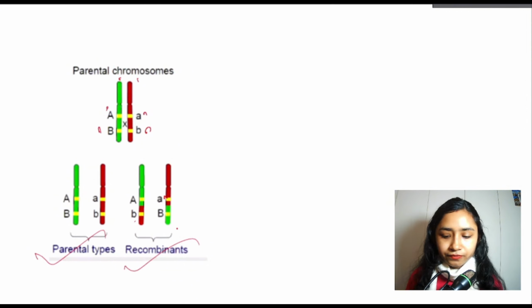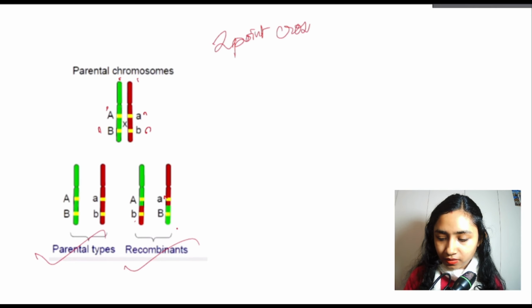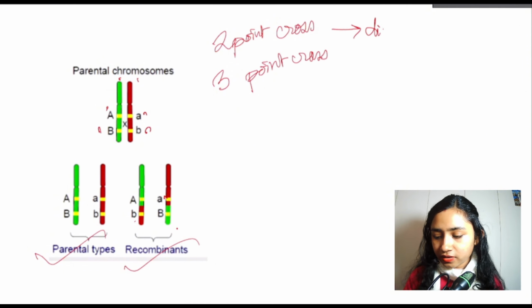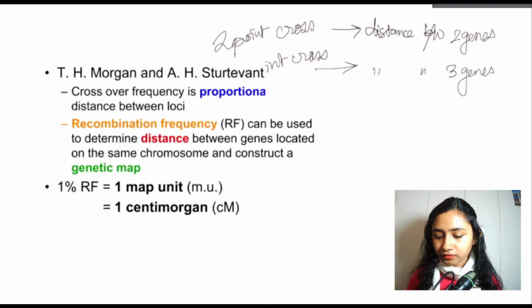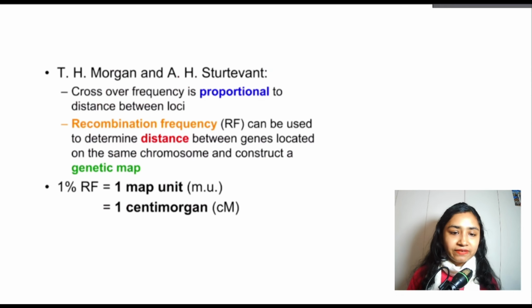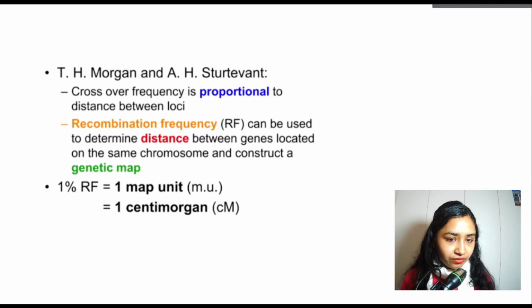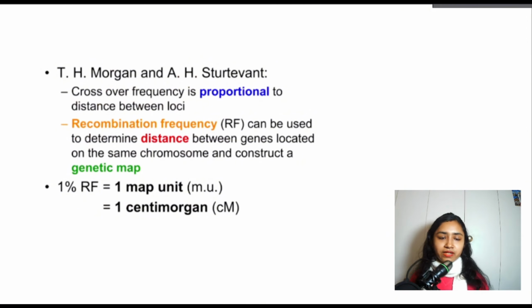There can be two types of mapping: 2-point test cross, or 3-point cross. 2-point cross is the distance between two genes, and 3-point test cross is the distance between 3 genes. Okay, and now who gave us the idea of this? T.H. Morgan. T.H. Morgan gave us this idea of recombination frequency, crossing over.